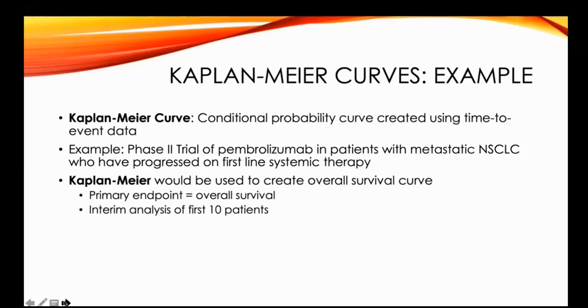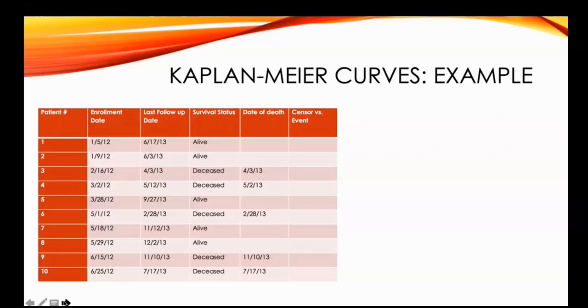The primary endpoint we're going to look at is overall survival, and we're going to do an interim analysis of the first 10 patients of this artificial data set. So here's the data set, and you can follow along and see this data set on the worksheet. The data set gives the patient number, the enrollment date, the last follow-up date, the survival status as alive or deceased, the date of death, and a column for whether or not the patient was censored or had an event.